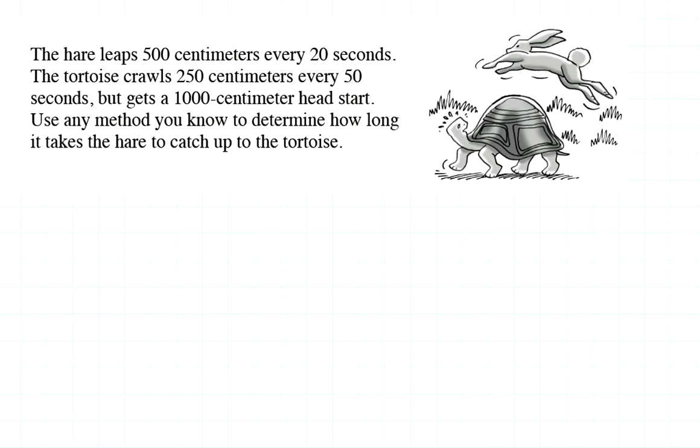The hare leaps 500 centimeters every 20 seconds. The tortoise crawls 250 centimeters every 50 seconds, but gets a 1,000 centimeter head start. Use any method you know to determine how long it takes the hare to catch up to the tortoise.